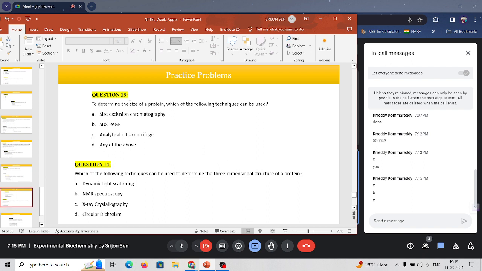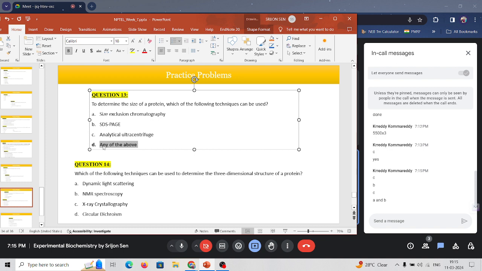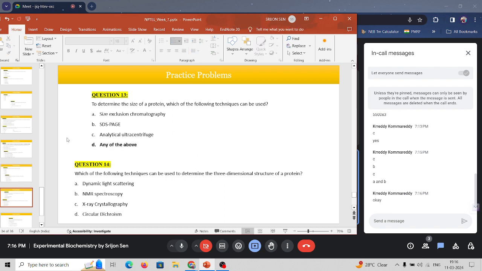The next question: to determine the size of a protein, which of the following techniques can be used? Size exclusion, SDS, analytical ultracentrifuge, or any of the above? You can actually use analytical centrifuge as well to get an idea about the size of the proteins. So any of the above options would be true. Just keep this in mind. I haven't discussed the analytical ultracentrifuge, but that is also a technique where you can separate the molecules based on their size, and that will also help you to determine the size of the protein. So yes, analytical centrifuge is also there in that column.